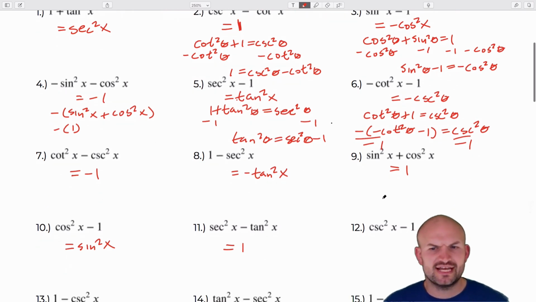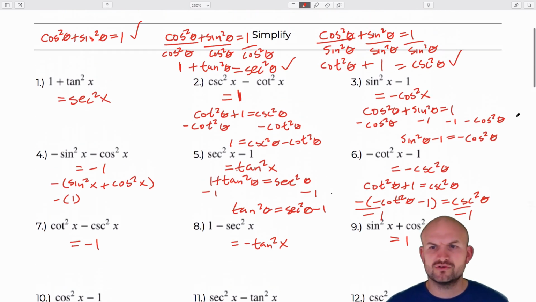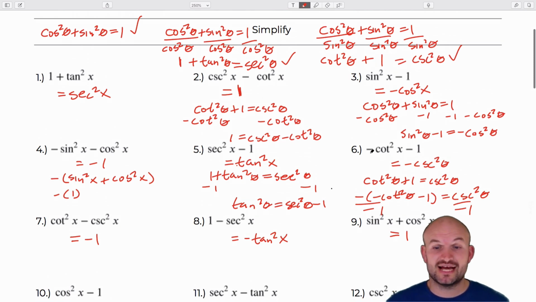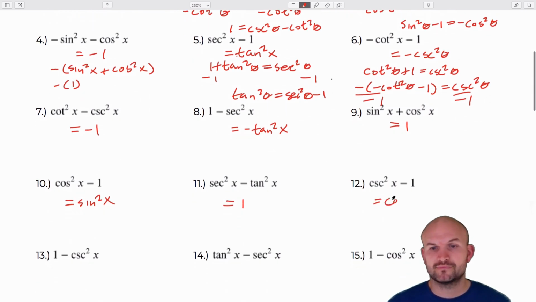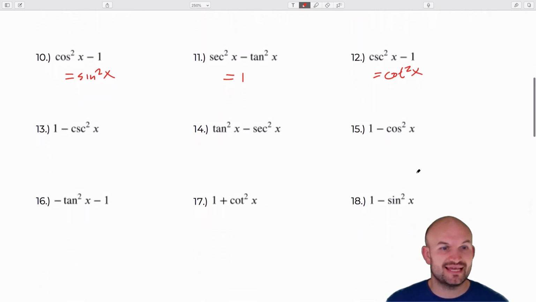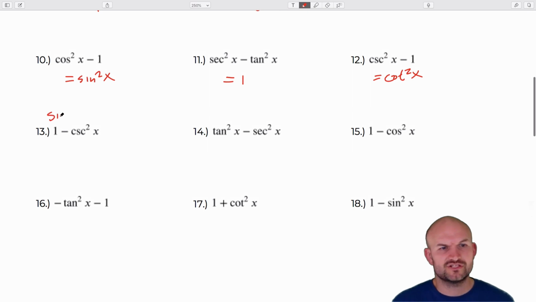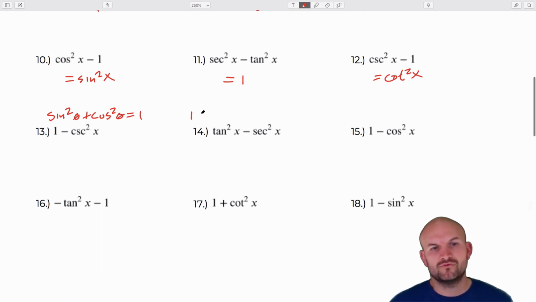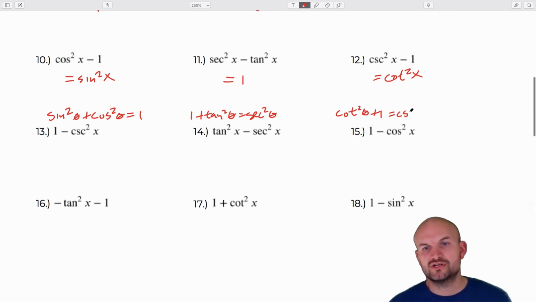And this one is cosecant squared of x minus 1. So I'm just going to subtract the 1 to the other side, so that's going to equal a cotangent squared of x. All right, so now I just have my last 3. Let's go ahead and rewrite the identities just so we can use them real quick. So I have sine squared of theta plus cosine squared of theta equals 1. I have 1 plus tangent squared of theta equals secant squared of theta. And then I have cotangent squared of theta plus 1 equals cosecant squared of theta.